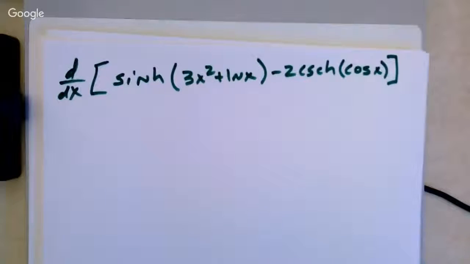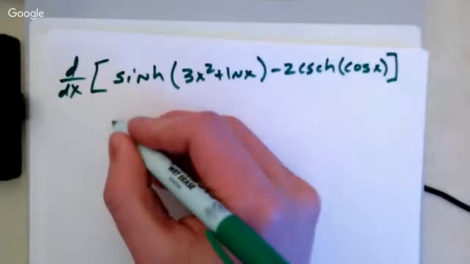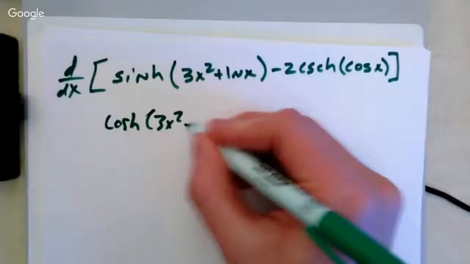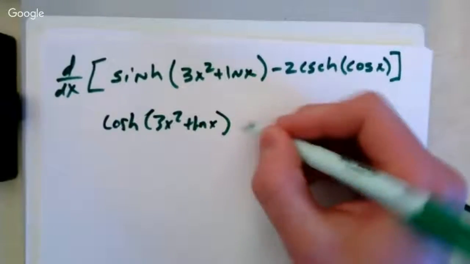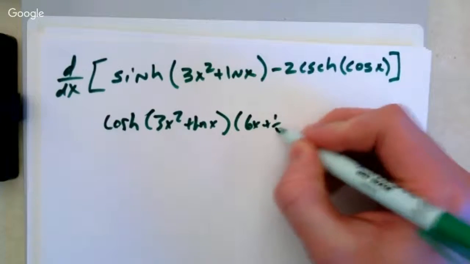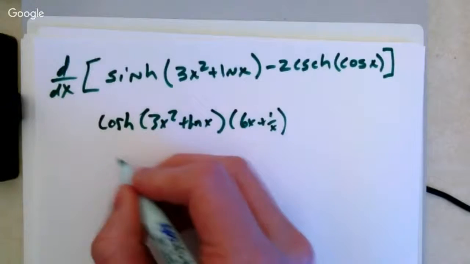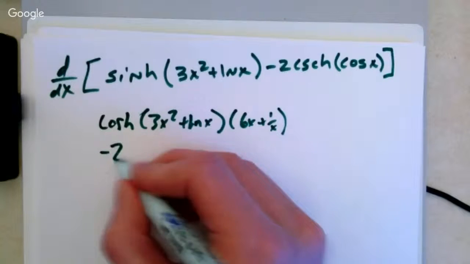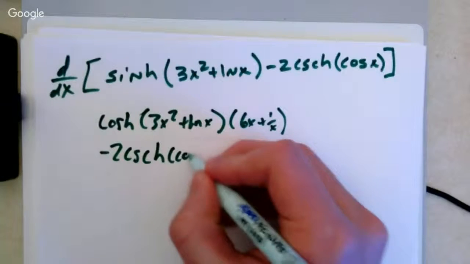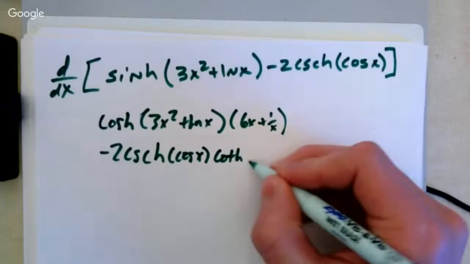Okay. So we start out with the sine h, or sine hyperbolic. So we take the derivative of that, which is cosine hyperbolic of the inside, 3x squared plus natural log of x. And then we multiply by the derivative of that, which is 6x plus 1 over x. And then we deal with the second half, which I will do down here because I'm going to run out of room. So that would be minus 2 cosecant of cosine x times cotangent hyperbolic of cosine x.